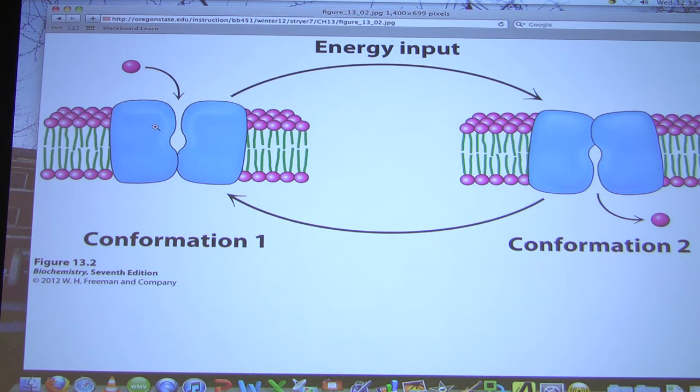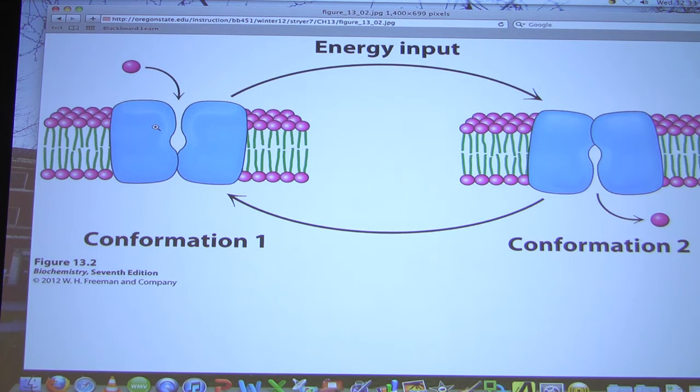This could be either active or passive transport. All right? If this molecule is being moved against the concentration gradient, it is active transport. If it is moving simply with the concentration gradient, it is passive transport. The only energy being input, if it's passive, is just the energy of diffusion. There's no other energy that's needed in passive transport.